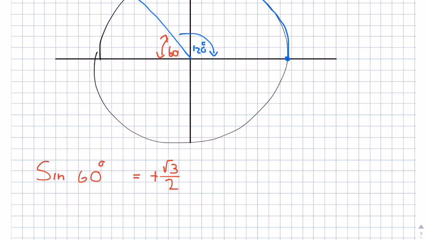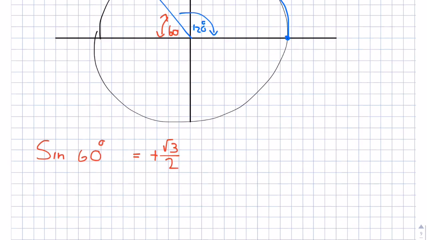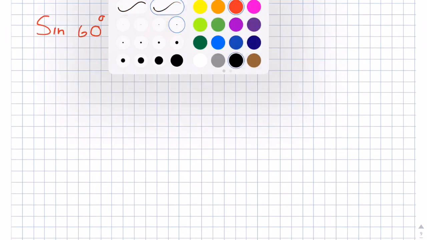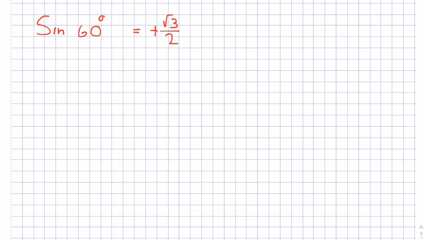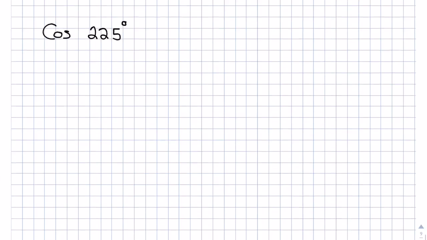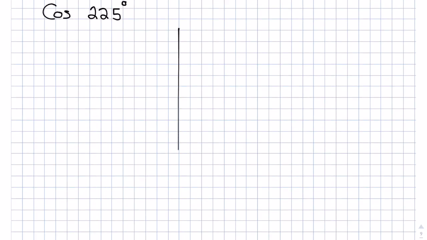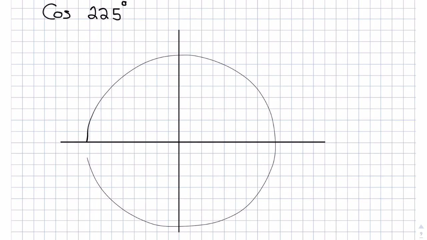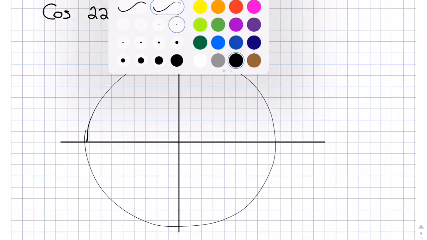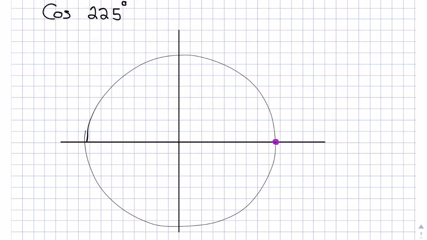Let's have a look at one that brings us into quadrant 3. We'll do the cosine of 225 degrees. So again, for this example, I'm doing a large enough unit circle. Now 225 degrees, well that's going to stretch us out into quadrant number 3. Remember, we're starting at the positive x-axis here.